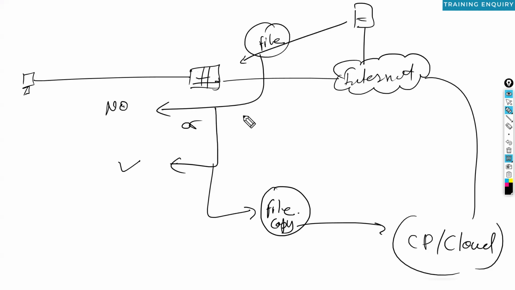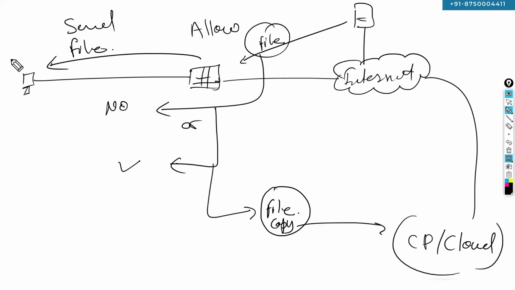Now what will happen when they are sending this file? This file is still allowed. This file which contains a 0-day attack will be sent to the client as well, and the client will receive this file which contains the 0-day attack. So remember, when a 0-day attack is happening, the firewall will still allow it because it doesn't know about the attack. It is an attack, but the firewall has no signature, so the firewall can't stop it. The original file will go to the client, and a file copy will go to the cloud.